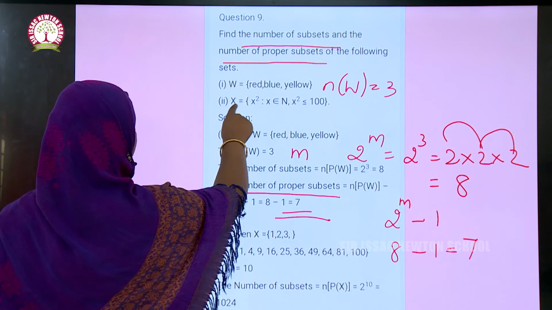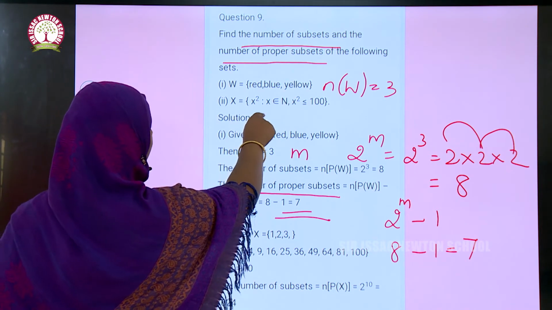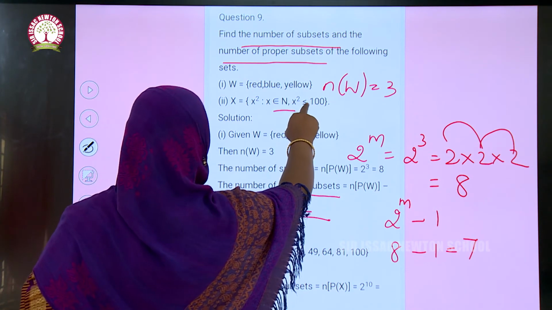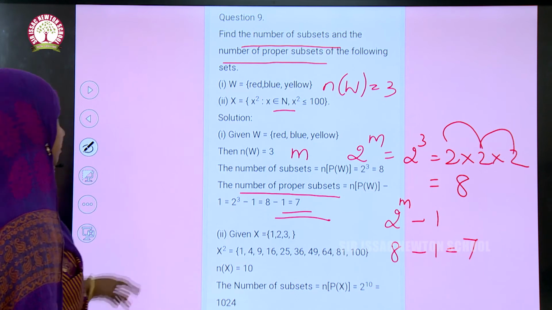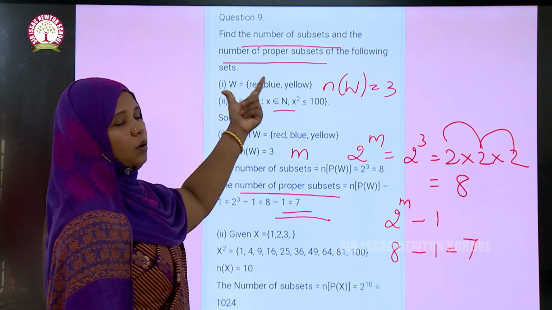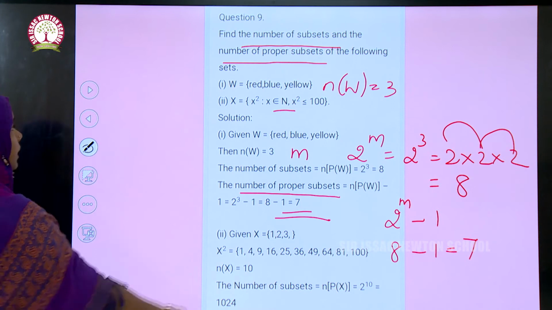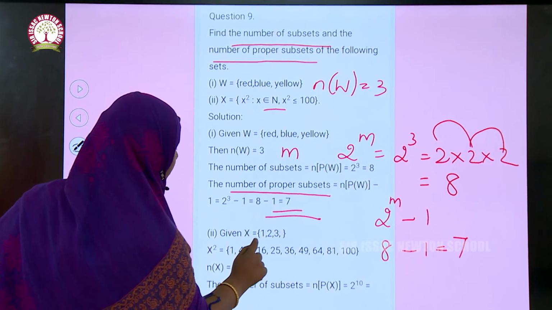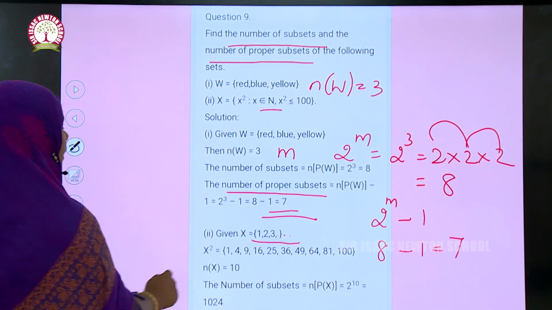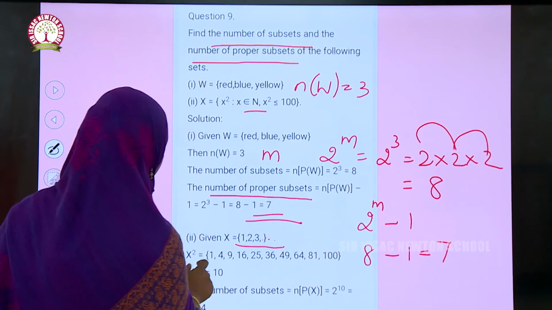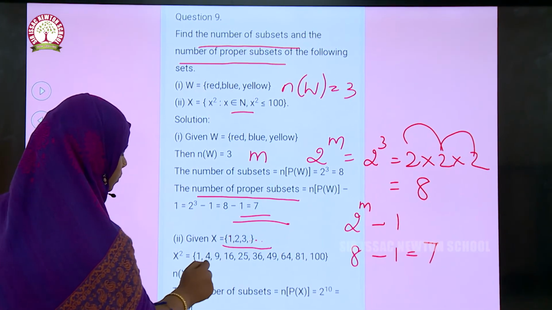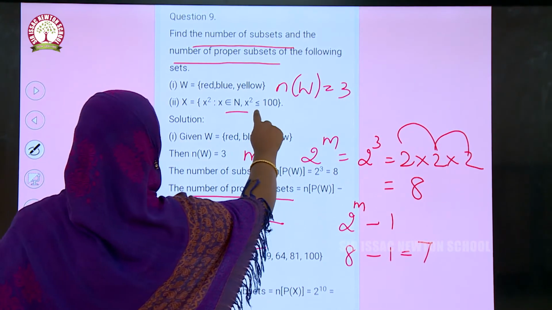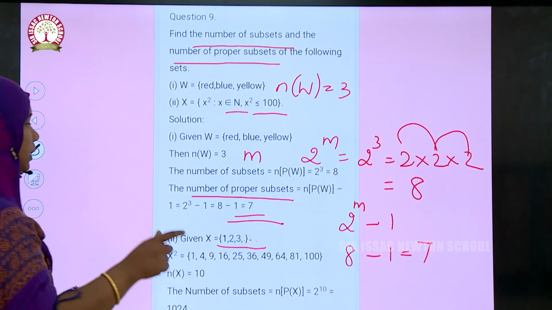Look at the next question. X is equal to the set of x square such that x belongs to natural numbers and x square is less than or equal to 100. The set X contains all the elements x square, where x belongs to the natural numbers. Natural numbers start from 1, 2, 3, etc. Now find the square values. 1 square is 1, 2 square is 4, 3 square is 9, 4 square is 16. It goes on until the x square value is less than or equal to 100.